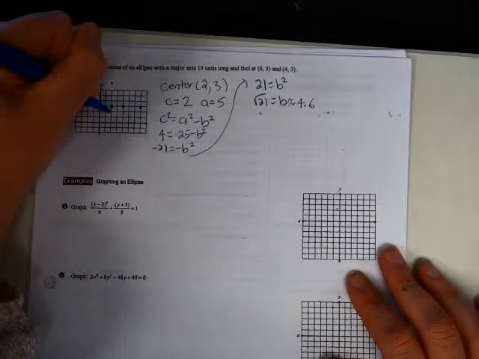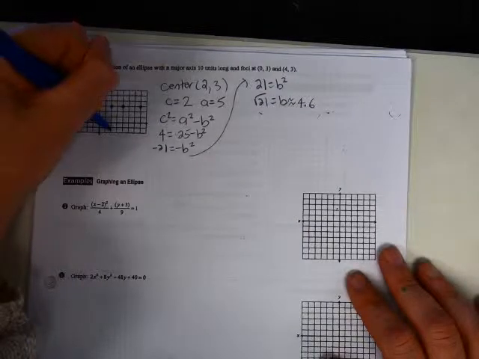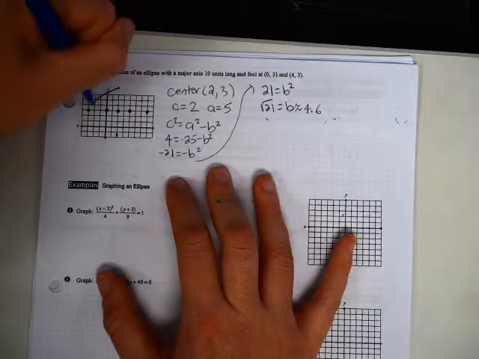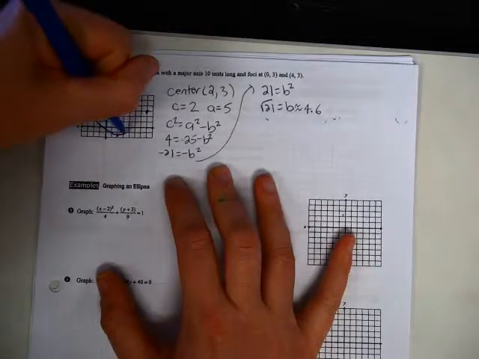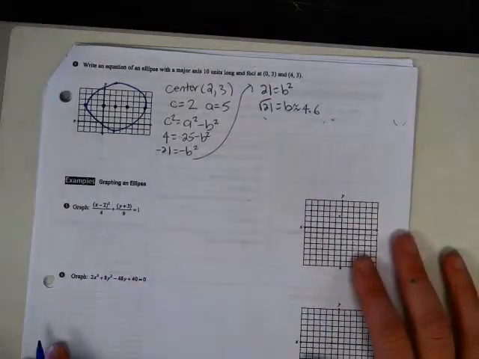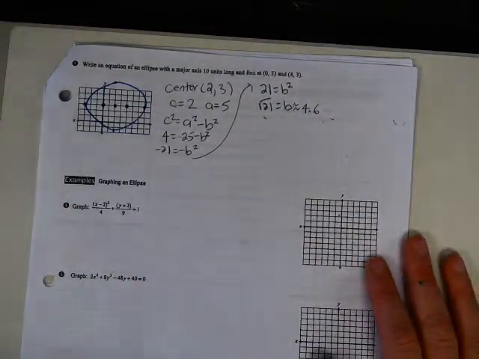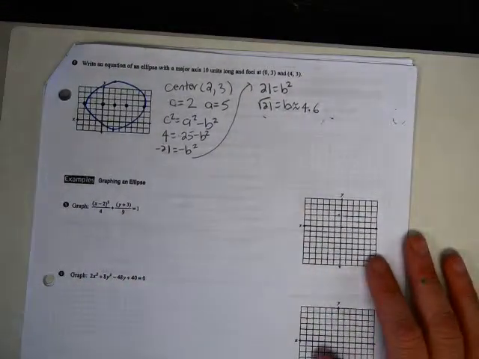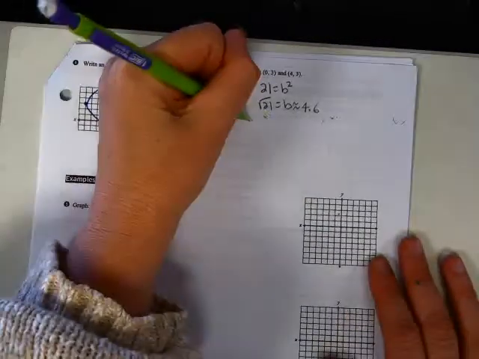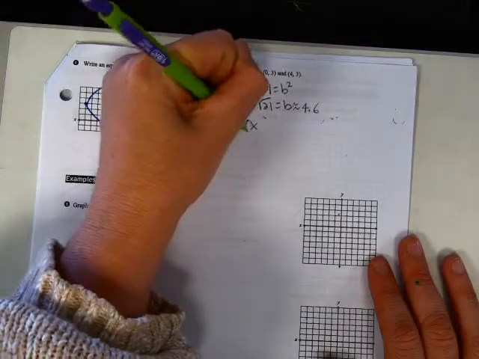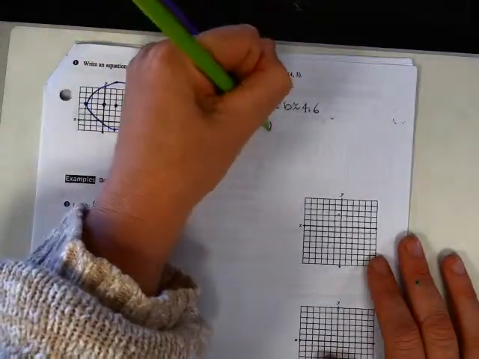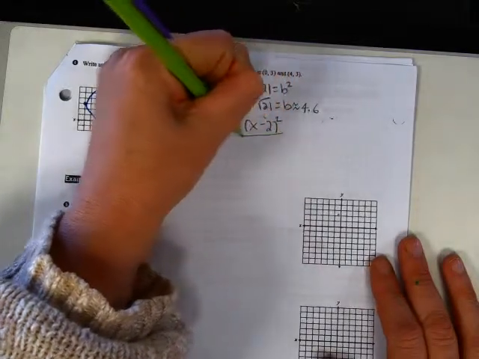So now I can plot this B, which is distance from center to co-vertex. So here's my center, it's going to be up here, 4.6. Sketch the ellipse. There it is. And now we just need to write the equation.